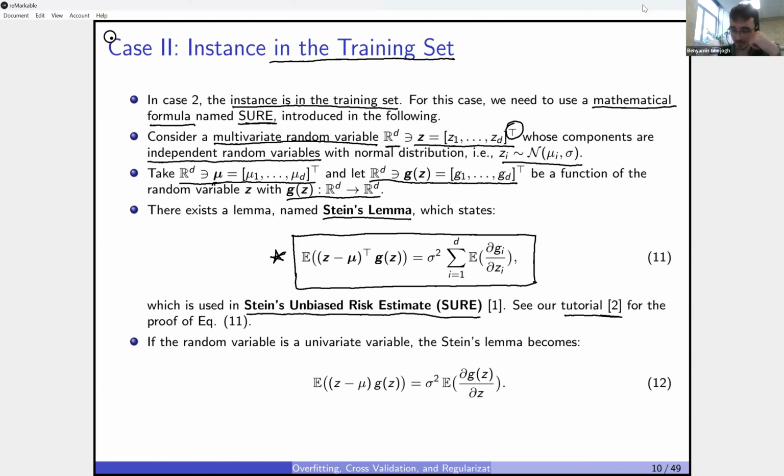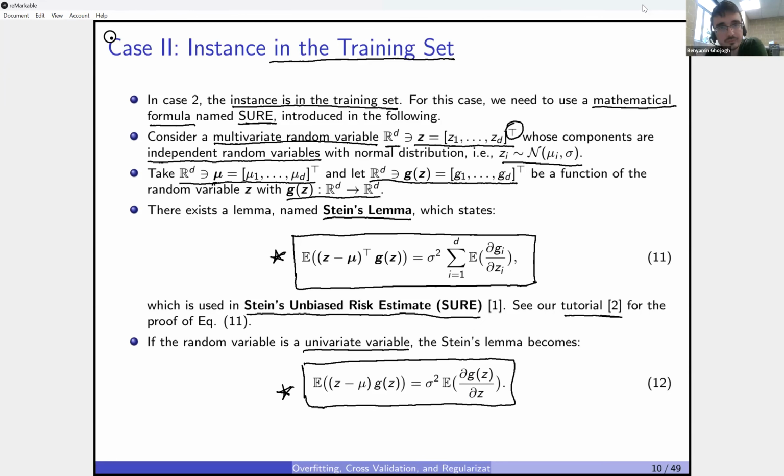Equation 11 was for the multivariate random variable. If it is a univariate random variable, it simplifies to equation 12. We don't have the transpose and inner product anymore because it's just univariate. The expectation of (Z minus mu) G(Z), because these are scalars, equals sigma squared times the expectation of the derivative of G(Z) with respect to Z. We don't have a summation because it's univariate. We are going to use equation 12 for our case 2, when the instance is in the training set.